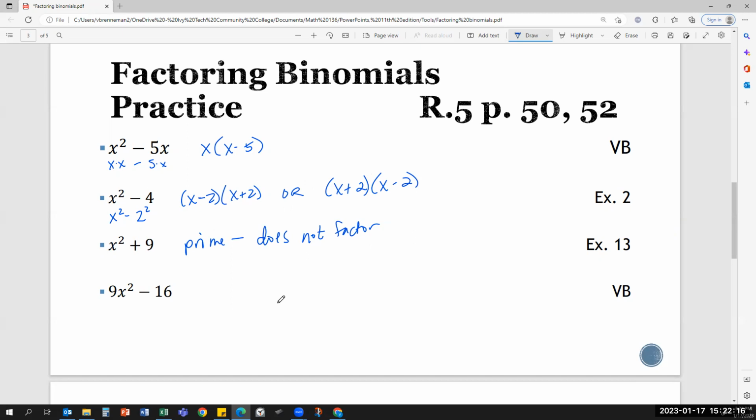9x squared minus 16. I don't see any common factors, but it is a difference of squares. 9x squared is the square of 3x. 16 is the square of 4. So this is going to be 3x minus 4 times 3x plus 4.